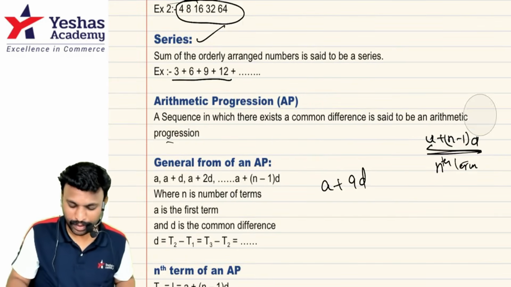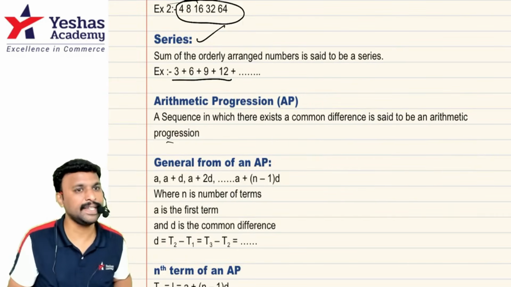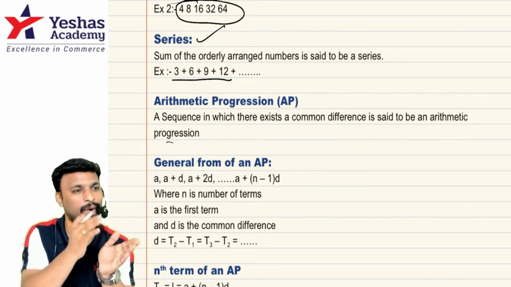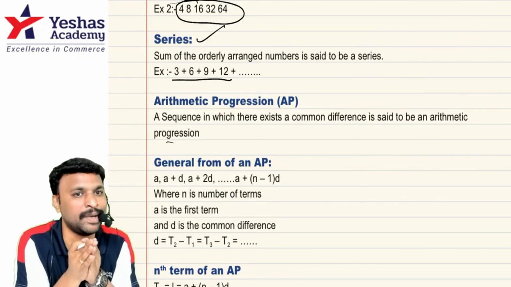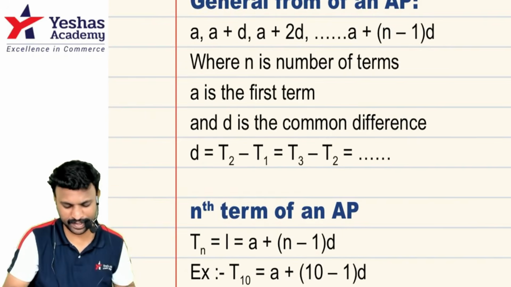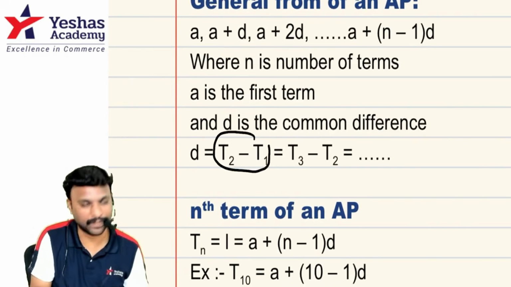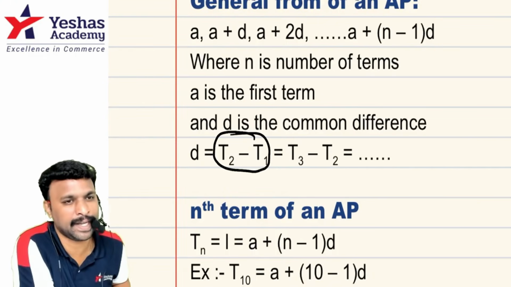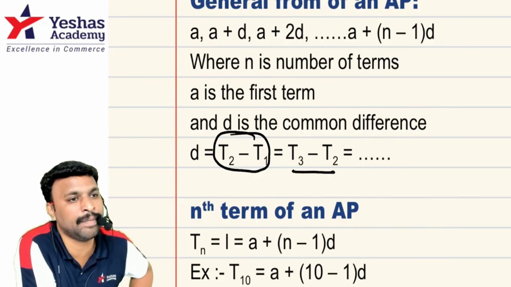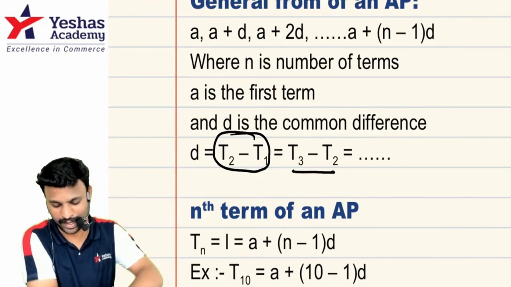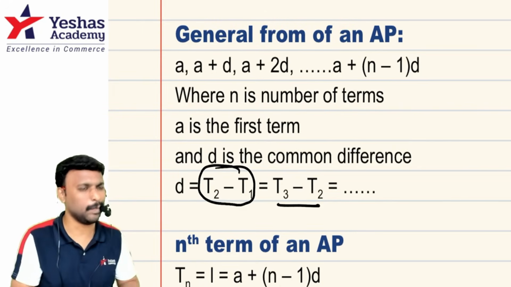Right. Now, what's the common difference, guys? As I told you, it's the common number that is added to get every next term. That is what the common difference is. How to compute the common difference? It is T2 minus T1. If you take the difference between the second term and first term, the same will be the difference between the third term and second term, and so on. T3 minus T2, T2 minus T1.